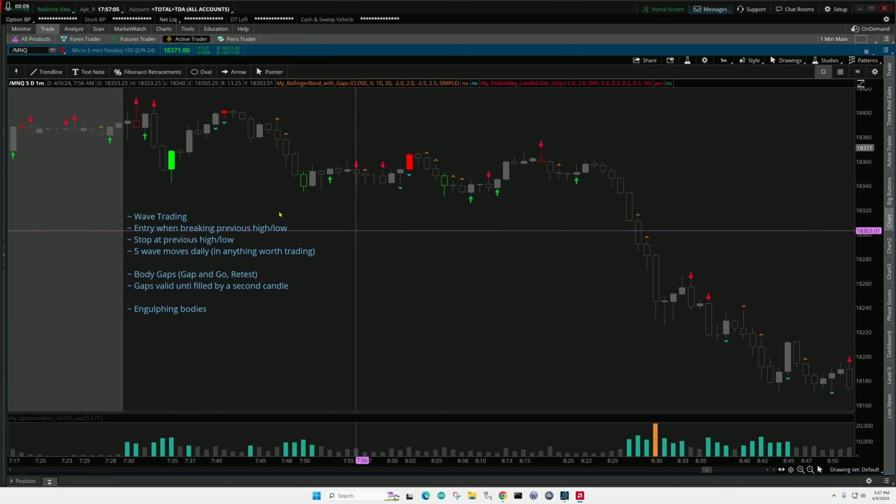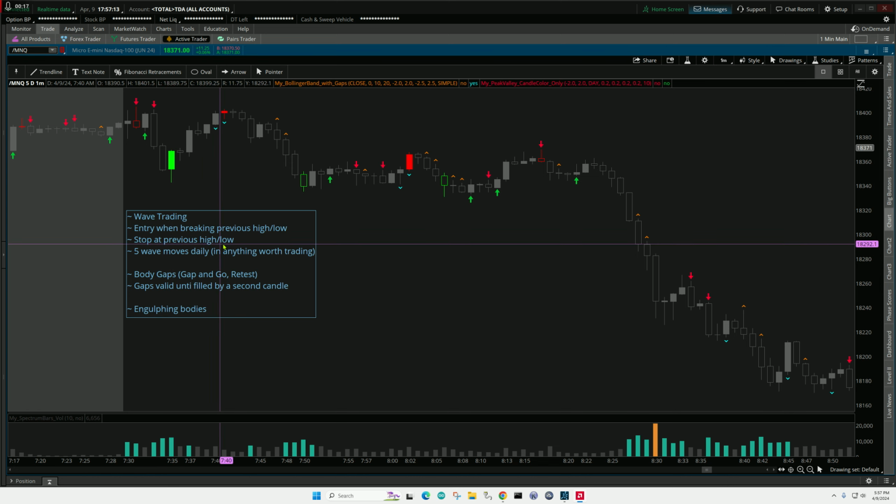So it's going to talk about wave trading and entries when breaking previous high or low, stop at previous high or low, 5 wave moves daily in anything worth trading, body gaps, gap and go at retests of gaps, gaps valid until filled by a second candle, and engulfing bodies.